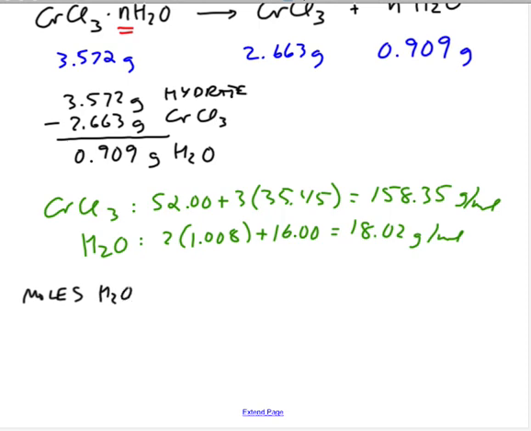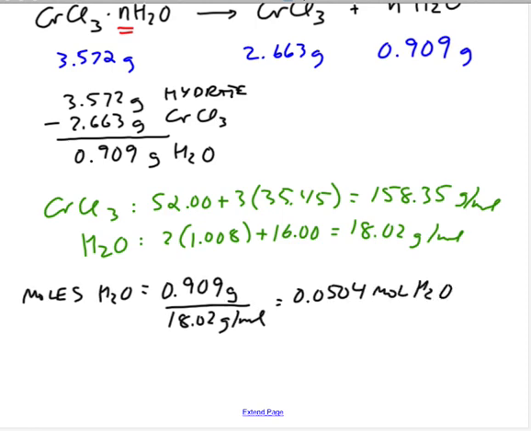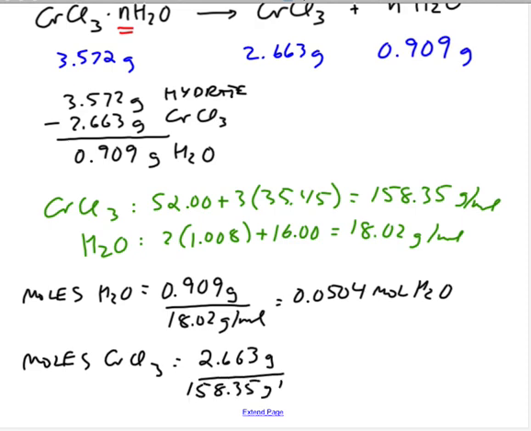So my moles of water are 0.909 grams over 18.02 grams per mole, or 0.0504 moles. My moles of chromium-3 chloride are 2.663 grams. Make sure you use the mass of the anhydrous salt, not of the hydrate. Divide that by 158.35 grams per mole, and I get 0.0168 moles of chromium-3 chloride.